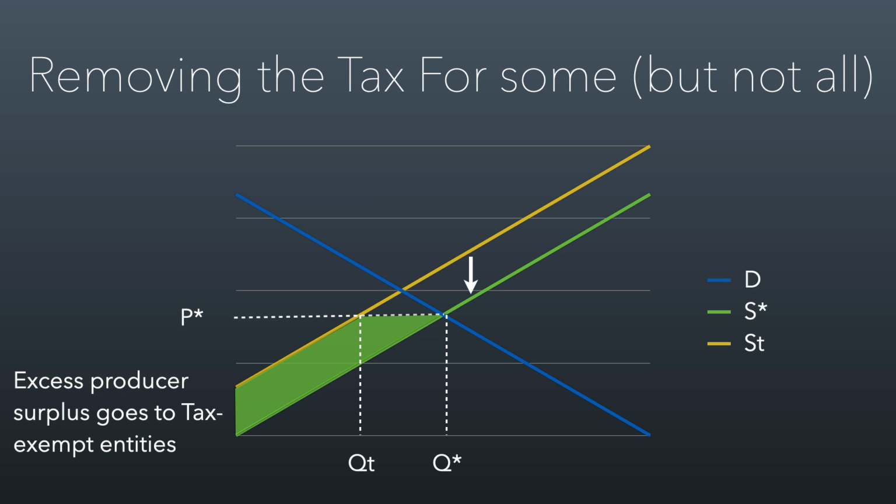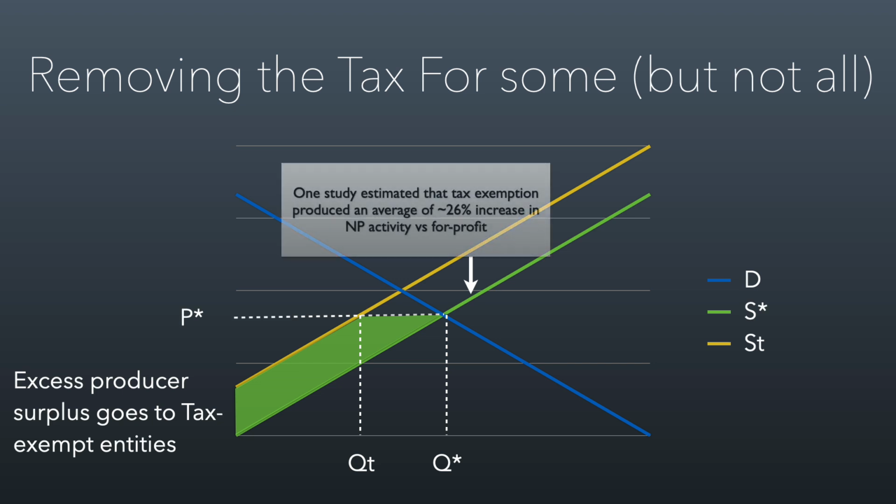The green shaded area, not quite a triangle, more of like a weird rhombus, is extra producer surplus that goes to tax-exempt entities. Now, let's talk about this for a minute because the research actually shows that this plays out. One study estimated that giving tax exemption produced an average of 26% increase in nonprofit activity versus for-profit activity. So nonprofits, when they compete with for-profits, get to grow and be bigger because of it.